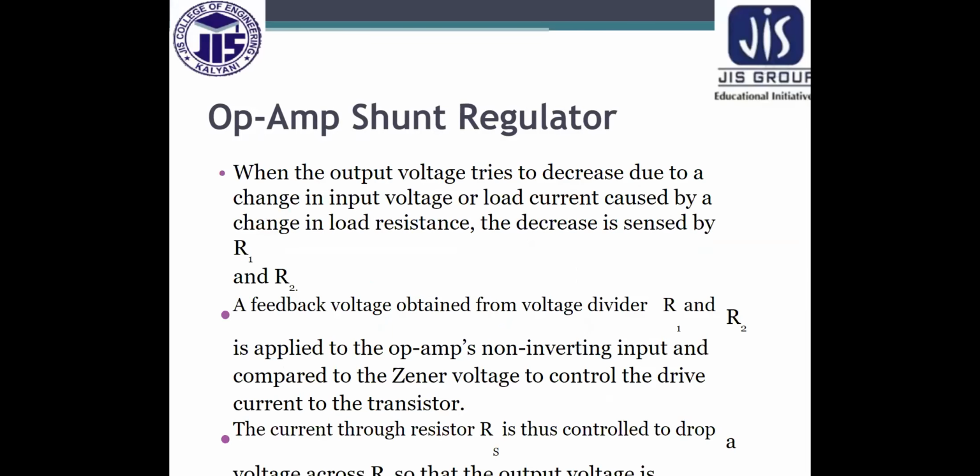When the output voltage tries to decrease due to a change in input voltage, or load current caused by a change in load resistance, that decrease is sensed by R1 and R2. A feedback voltage obtained from the voltage divider R1 and R2 is applied to the op-amp's non-inverting input and compared to the Zener voltage to control the drive current to the transistor.